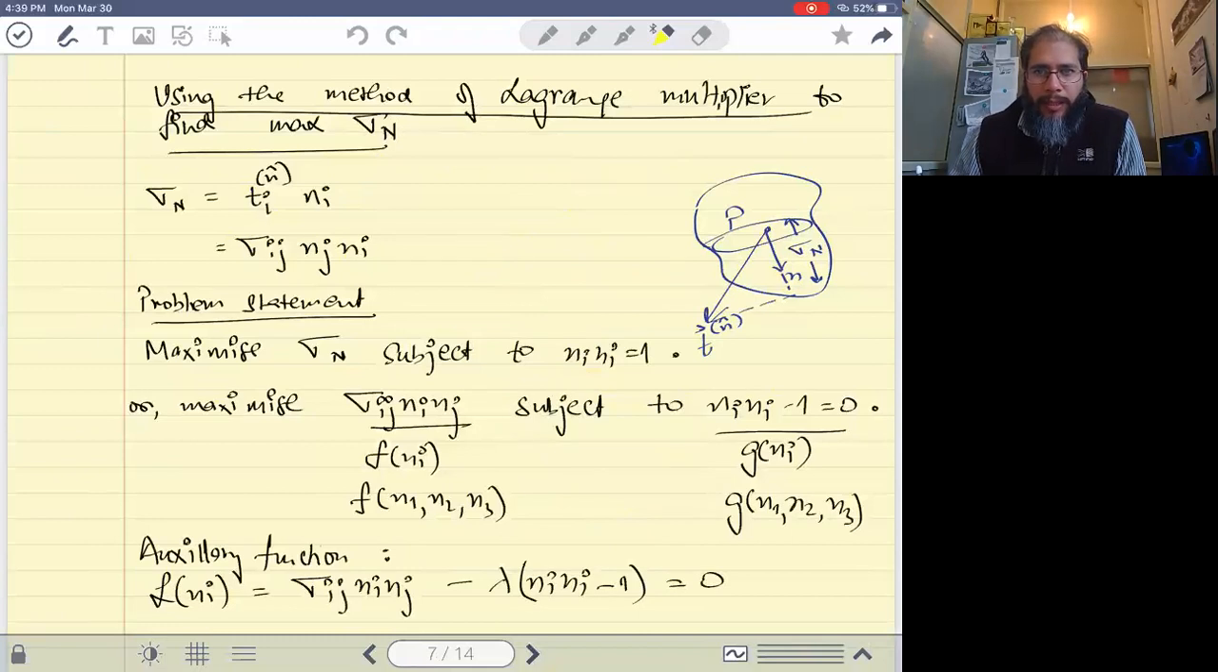So let's apply this method of Lagrange multiplier to our problem, which is to maximize sigma n, because that's what we're trying to do. We're trying to maximize our normal stress sigma n. I can write sigma n as t dot n, because if you see from this figure, this is your t direction, and sigma n is nothing but the component of t in the normal direction.